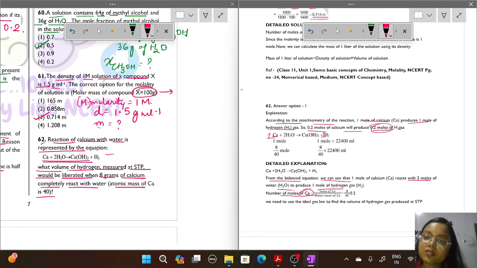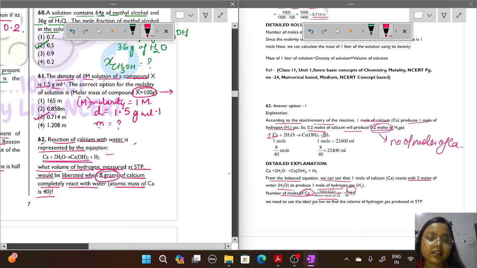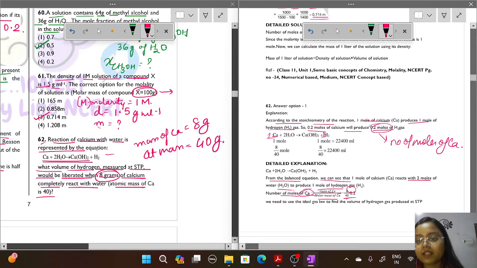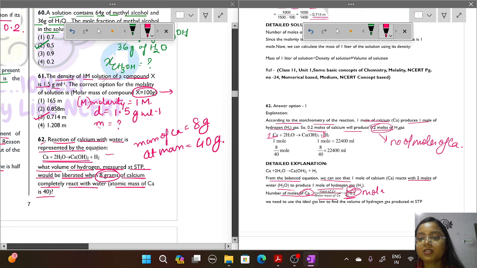So here 0.2 is the number of moles of calcium, which is mass of calcium divided by molar mass of calcium. What is the mass of calcium here? It is 8 grams, given in the question, and atomic mass is also given as 40 gram, which comes out to be 0.2 moles.